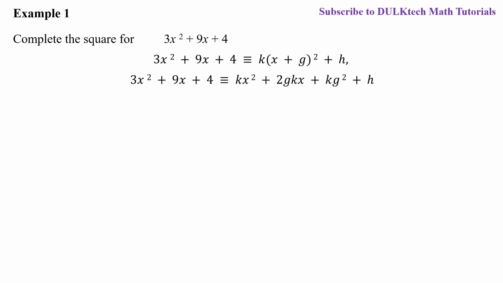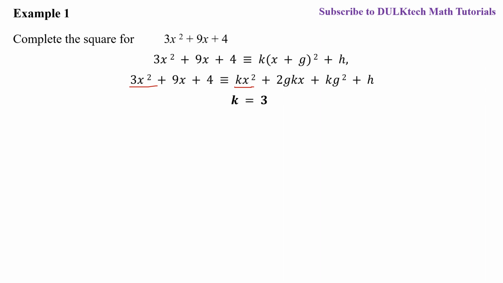Now according to the concept of identities, since this one is an identity, the coefficient of x squared on the left hand side is equal to the coefficient of x squared on the other side. So in this case k is equal to 3, because k is the coefficient of x squared on the right hand side, and 3 is the coefficient of x squared on the left hand side. So k is equal to 3.